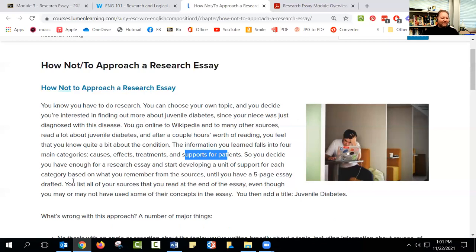I wrote that. Yay. Then you list all your sources that you read at the end of the essay, even though you may or may not have used some of the concepts in the essay. And you throw a title at the top and you call it juvenile diabetes. And a lot of students do exactly this. And you write terrible, terrible research papers, right? Not because you wanted to write a terrible research paper, but because you didn't fully understand what a research paper is and how to approach one, right?